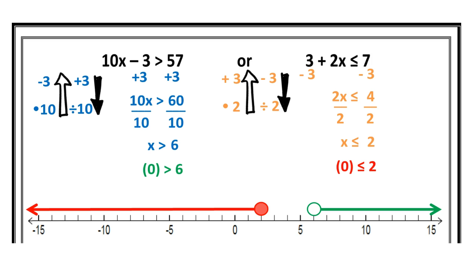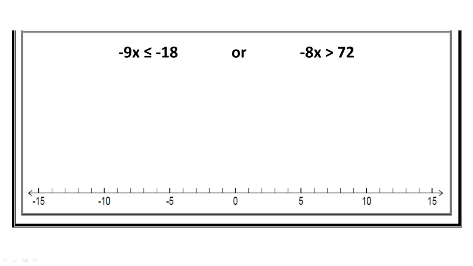Notice that I've shown where all the solutions are located to both of these inequalities. All the solutions to my first inequality are to the right of the open point at 6. All the solutions to the second inequality start at positive 2 and go all the way to the left. On your own, try solving and graphing this compound OR inequality.